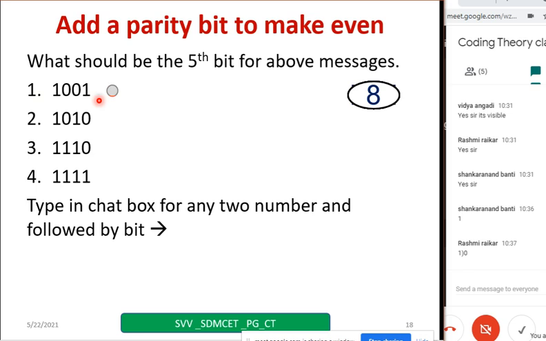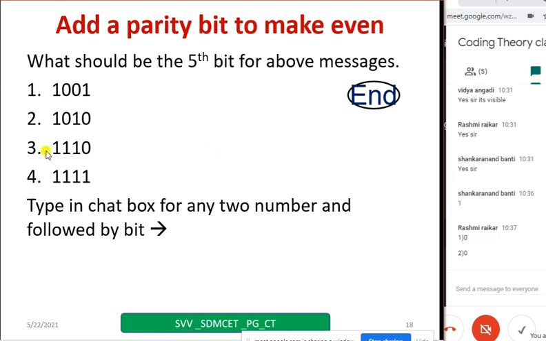Similarly, can you write 2, 3, 4, any 1 or 2 in the chat box? I think Rashmi has told first one 0, sir. Correct. Can you type a third one, fourth one, anyone? You can all type so that I can go to the next.